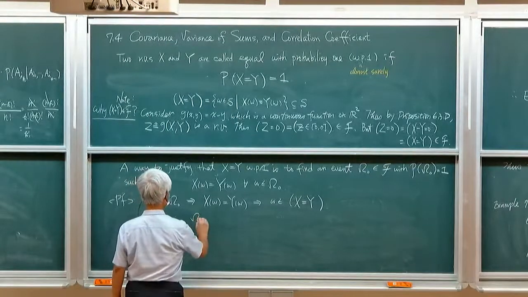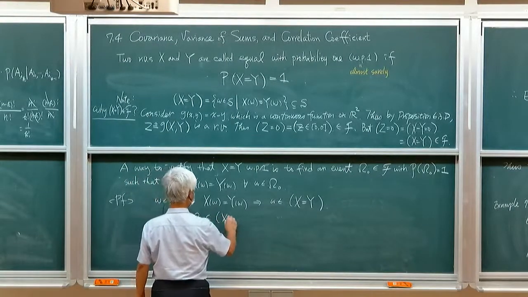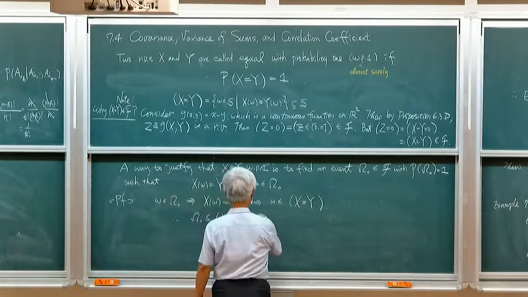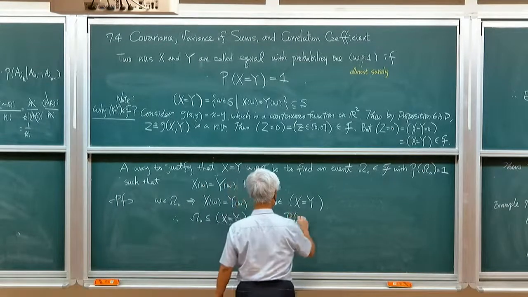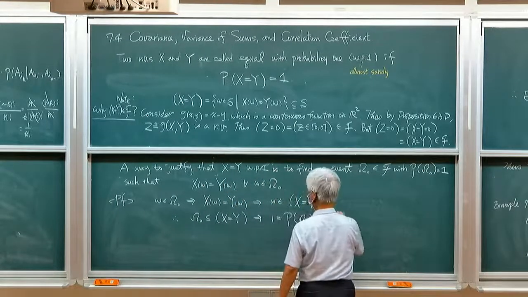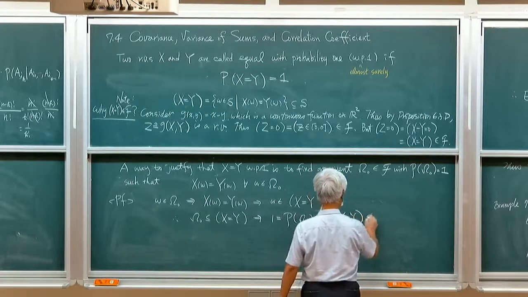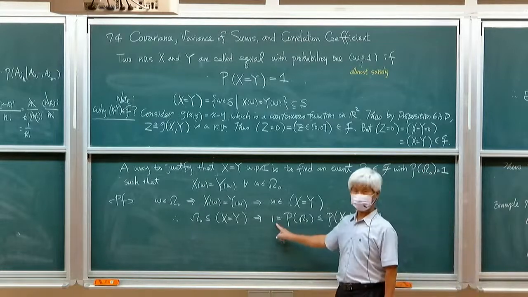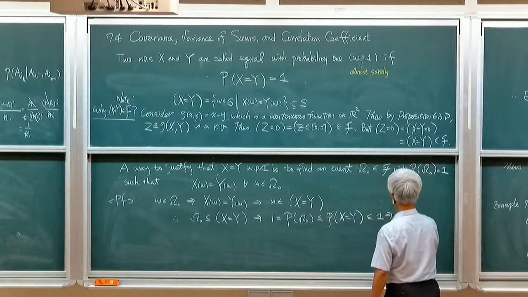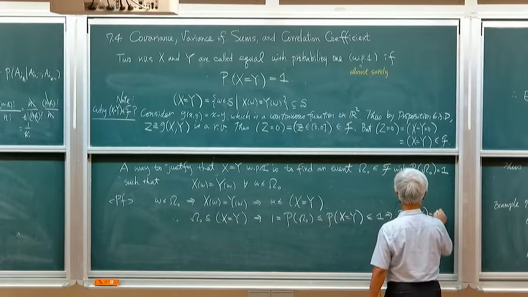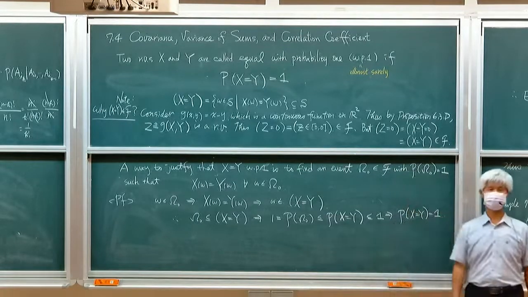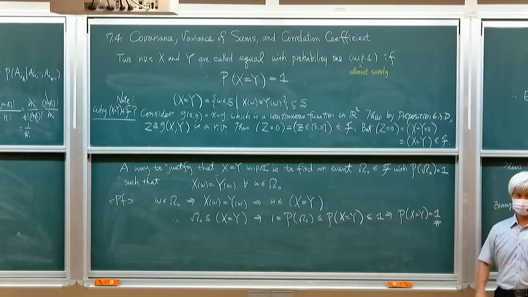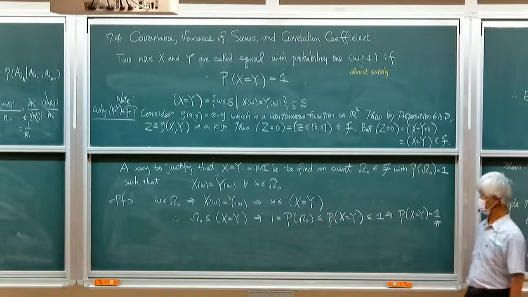So that omega 0 is a subset of this event of interest. And so this means that the probability of omega 0 is less than or equal to the probability of the event, which is always upper bounded by 1. And this is lower bounded by 1. So that implies that the probability is 1. So for sure.